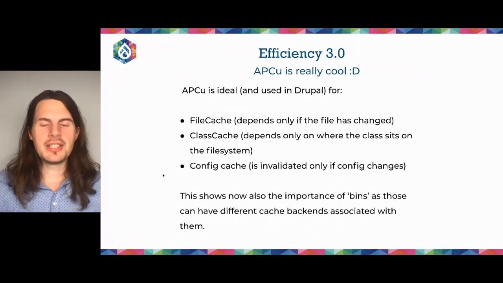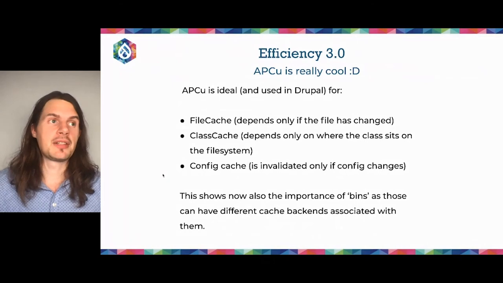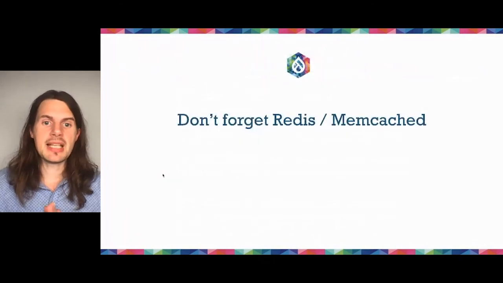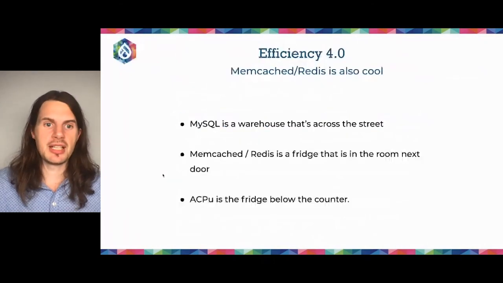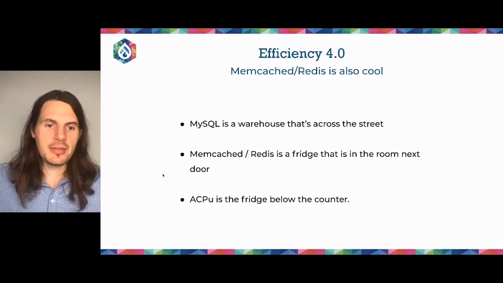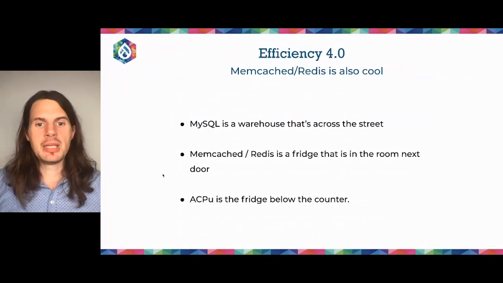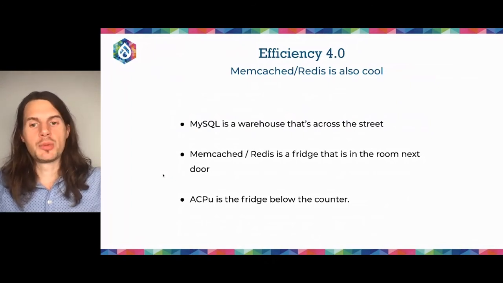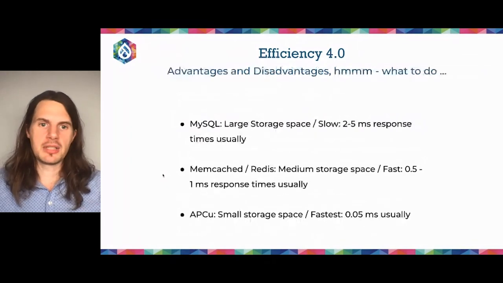And this now shows the importance of having different bins, because you can have different cache backends associated with them. And another thing is, don't forget about Redis or Memcached. Because you can think of MySQL as a warehouse with a really big fridge that's across the street. But Memcached or Redis, you can think of as a fridge that's in the room next door. And APCu finally is the fridge that's below the counter.